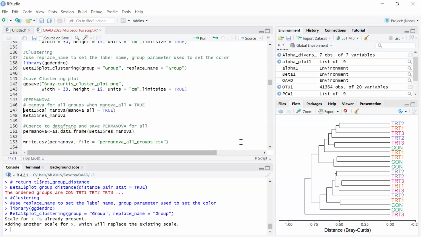So this is a PERMANOVA, which is a permutational ANOVA used generally to see how the taxa differs from one group to the other as a whole. So just to see, is there any difference in the taxa regardless of species, or just the whole taxa as a whole?